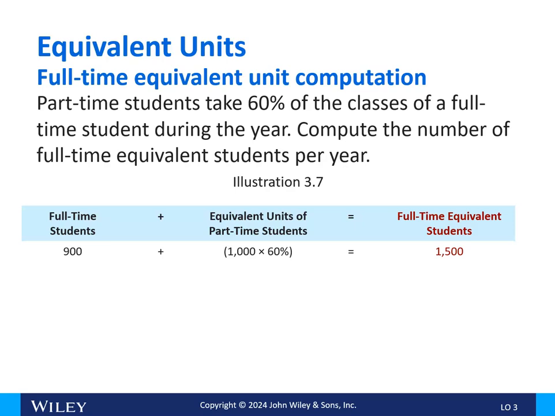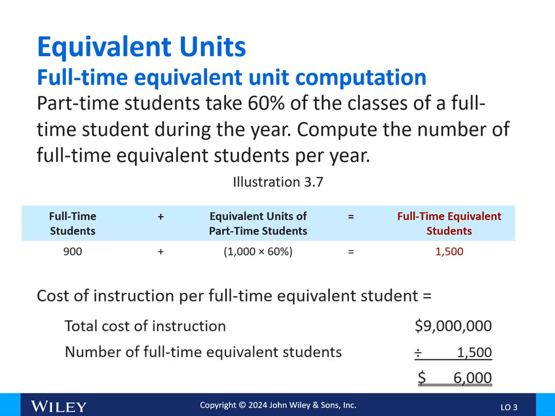The equivalent units of part-time students, we're going to take that 1,000 students, since they take 60% of the classes of a full-time student, we'll multiply by 60%. That gives us our 600. Add that to the 900. We have 1,500 equivalent students. And then to get cost per student, you take the total cost of instruction divided by that 1,500 full-time equivalent students to get $6,000 per student.